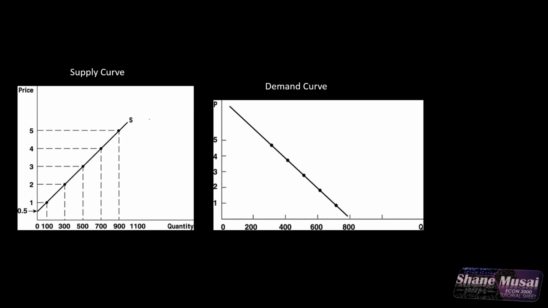So this is pretty simple. You just plot price and quantity, and you plot the points, and this should be the answer that you get for part A. So this is the supply curve here, and this is the demand curve here.